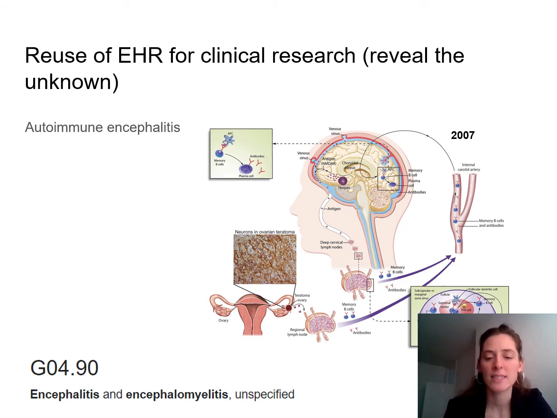So in a scenario like this, you've got a novel disease. You want to know in which patients with an ovarian teratoma will develop neurological symptoms. You will need years of a prospective study to gather this kind of information. But if you're able to interrogate your electronic health records, you can, in a fast way, have a very quick view of this problem.